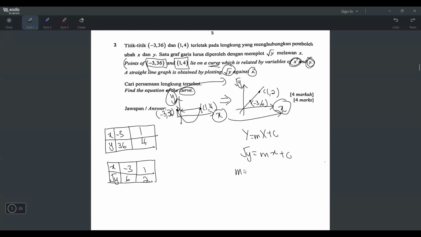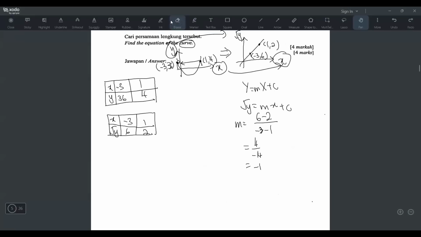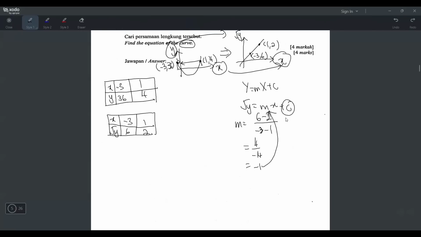Now can we find the gradient? Yes. So how to find? M will be y minus y over x minus x, which is 6 minus 2 over negative 3 minus 1. And you will end up with 4 over negative 4, which gives you negative 1. So now we have the gradient. We can sub inside the equation. So now it becomes what? M is negative 1, right? But when you sub the m negative 1, you realize that we don't have the c, right?